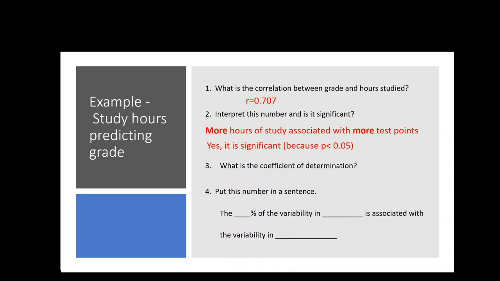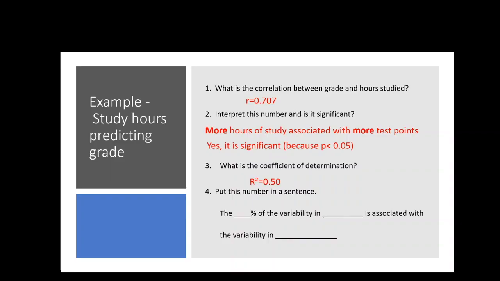I shouldn't be asking you any follow-up questions if it's not significant. So it really has to be significant if I'm going to ask you any follow-up questions, because if it's not significant, I really shouldn't be asking you about the coefficient of determination or any of the other things. So the coefficient of determination you could calculate yourself. Remember, it's r squared, so that'd be 0.707 times 0.707. But fortunately, JASP did the math for us, and they told us that the coefficient of determination is 0.5.